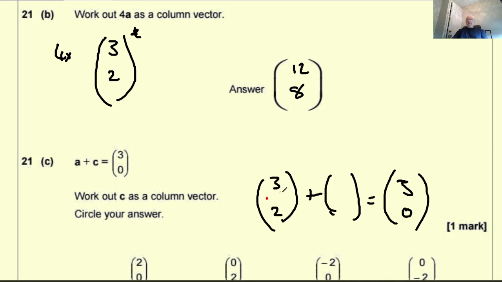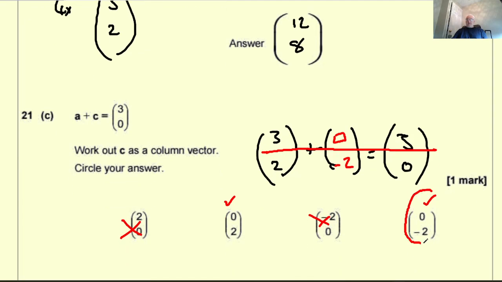Now, this is very similar to having, it's nothing like having fractions where I'm looking just to say 3 plus what equals 3. So if you treat it as 2 different sums, okay, 3 plus 0 equals 3. So we know it's got to start off with a 0, so it's got to be one of those 2. It can't be this one, it can't be this one. Okay, and then 2, I need to get to 0, so I'm taking away 2. Subtract 2. So it will have to be the fourth one there.